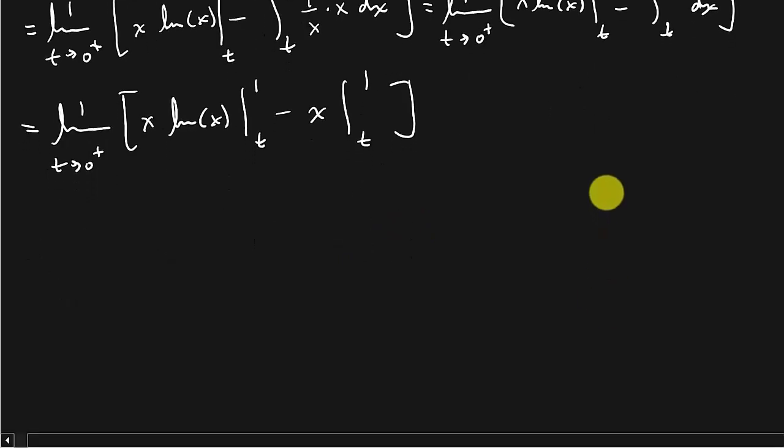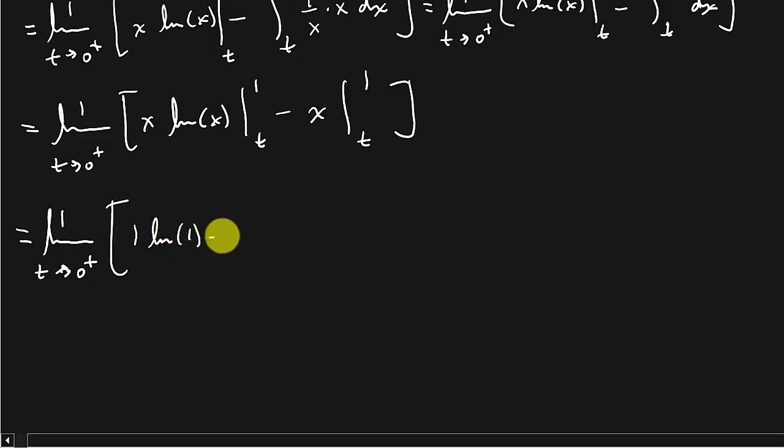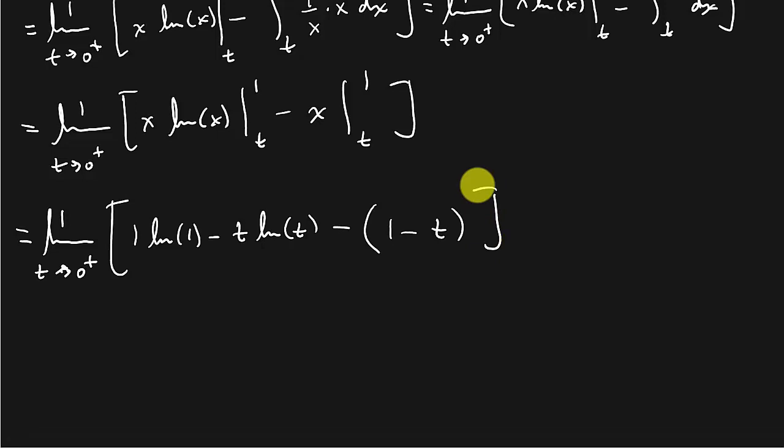All right, so what's going to happen here? Well, let's plug the limits in. So that's going to be the limits. T goes to 0 from the right. All right, so that's going to be 1 natural log 1 minus t natural log t, minus, and that needs to be in parentheses, 1 minus t. All right. So let's see what happens here.